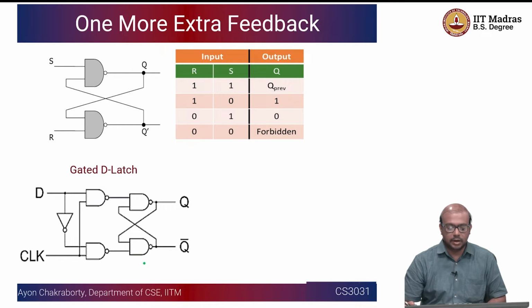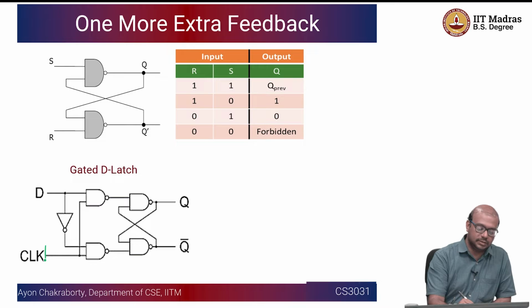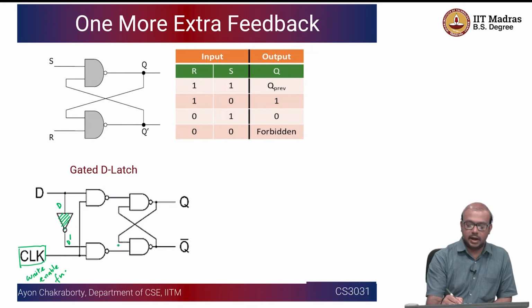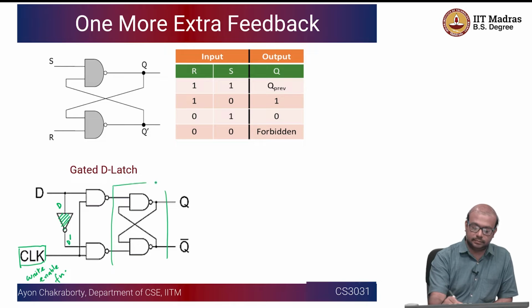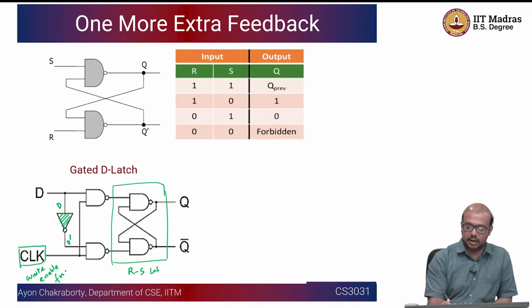You have a clock input, which is acting as the write enable. You can call this the write enable function, and this is the NOT that is required for D. So this is your D, this is your D bar, and this is a basic SR latch. This is your RS latch.